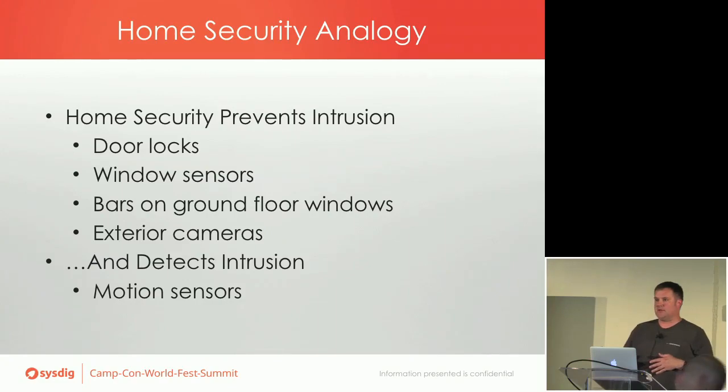Maybe you have cameras inside your house. Maybe you have motion sensors inside your house. The goal there is a little bit different. The goal there is not to prevent someone from getting in. It's to detect that someone is inside and is going for your safe or something like that. So it's two different styles of protection, and they're both really important, but they do different things.